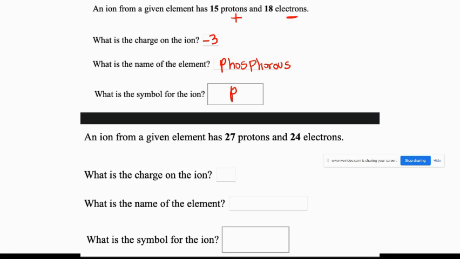Malachi, do you know how he knows it? He looked on the periodic table and he found 15.